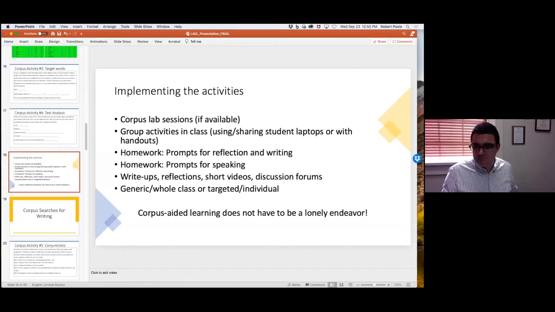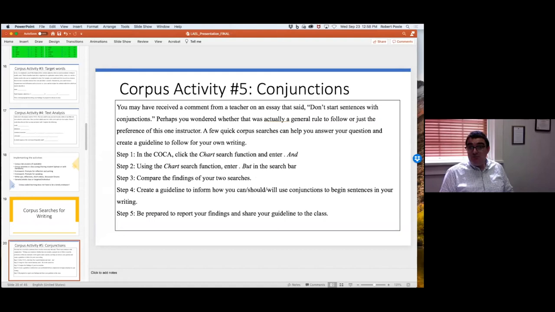Okay. So again, one moment. Okay, so another writing activity emerging from what seemed to me to be a very common pattern within student writing in my composition courses, students quite frequently using conjunctions and, but to start sentences.